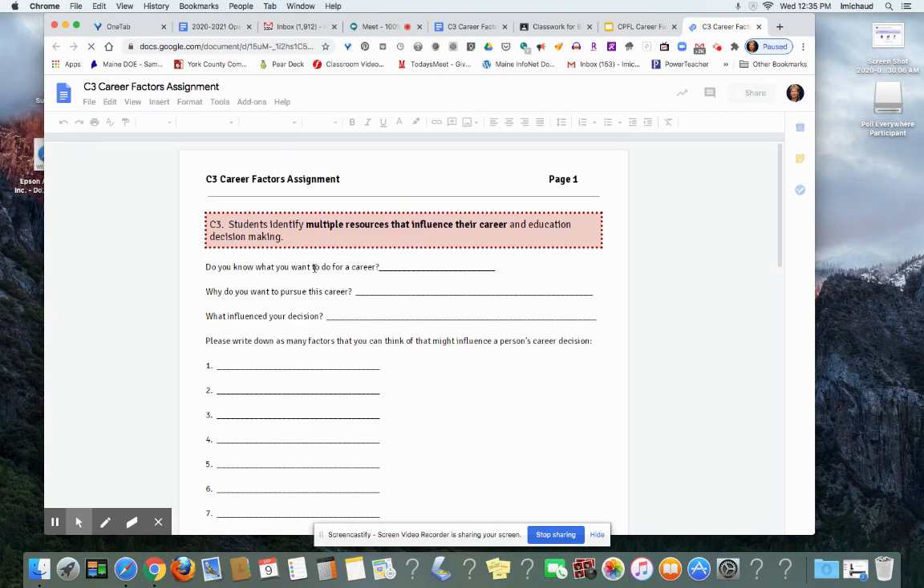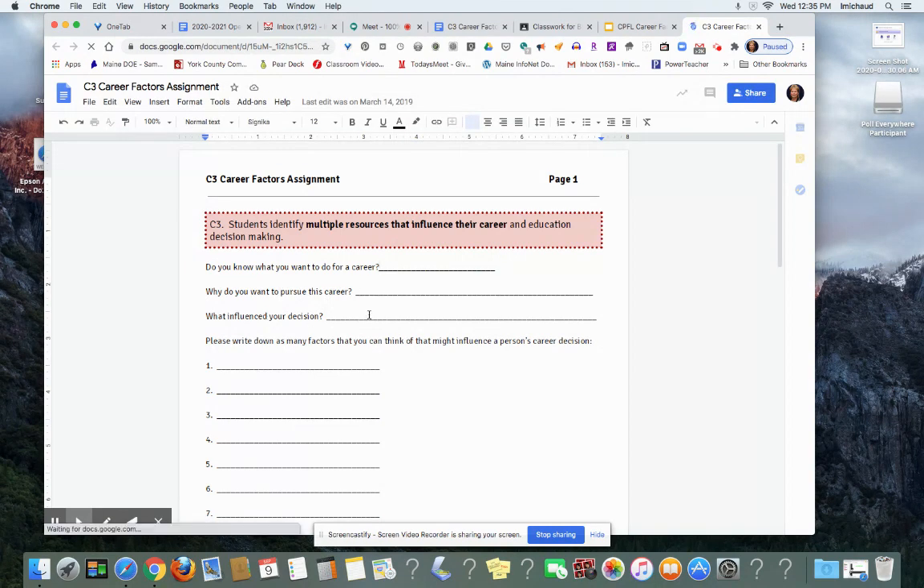Do you know what you want to do for a career? And then if so, what is that? Why do you want to pursue this career? And what influenced your decision? So you want to write this down. Now, if you have no idea, it's okay if you write IDK.